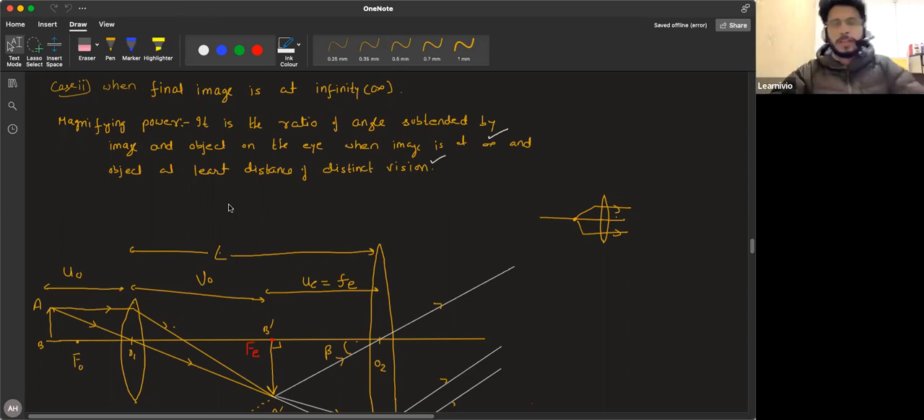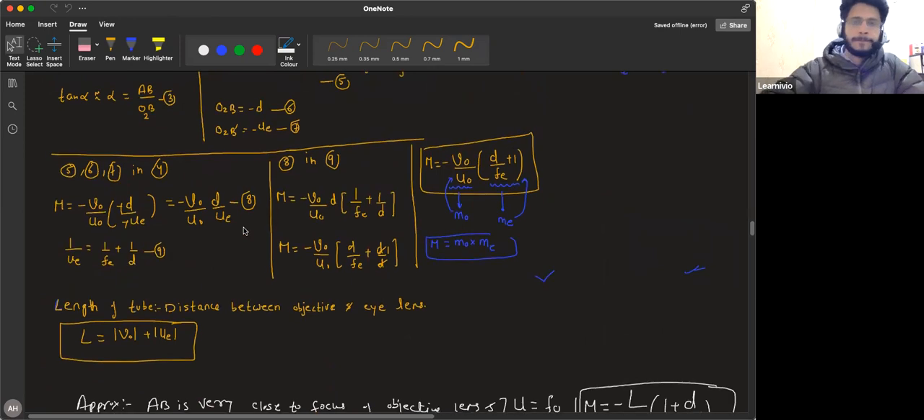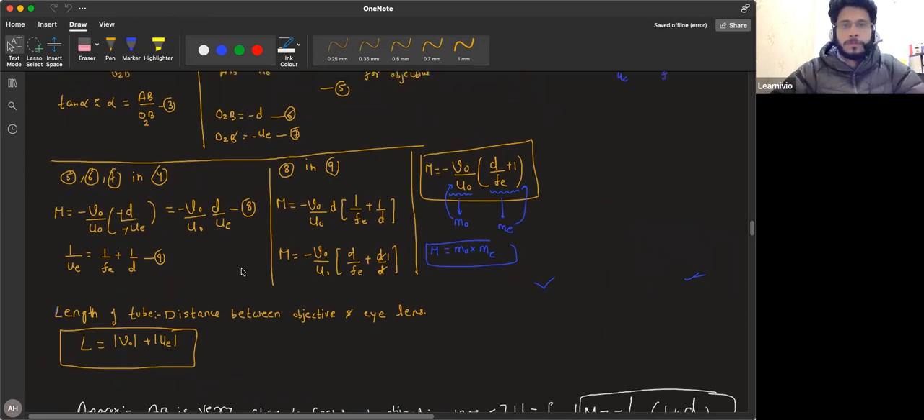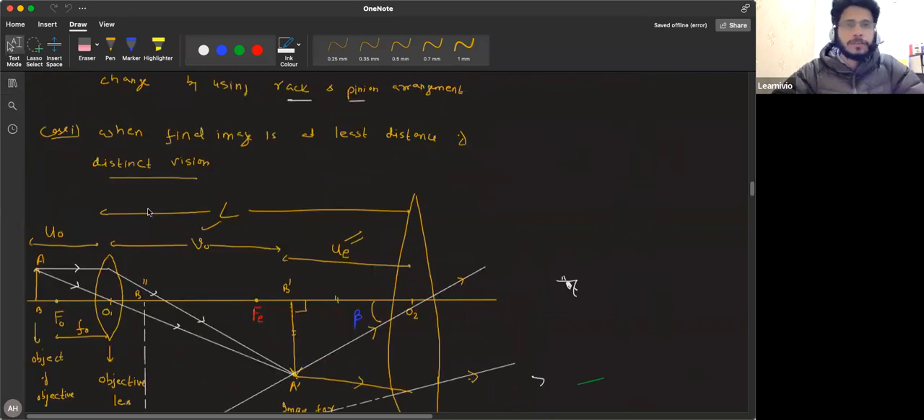So what was the last topic that we did in the last class? The last topic that we did, huh? Simple microscope when the image is at infinity. Okay, so we have finished simple microscope. The next is the compound microscope.